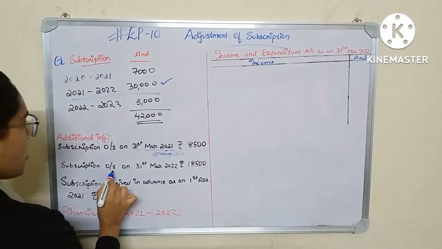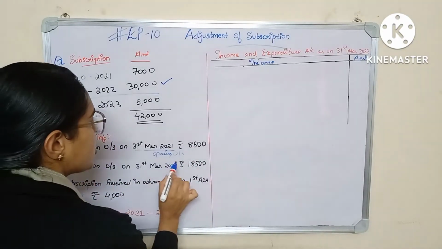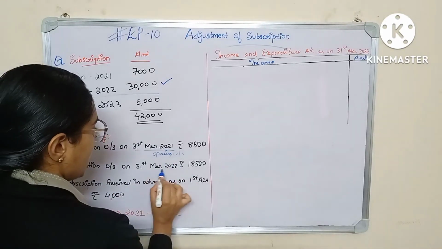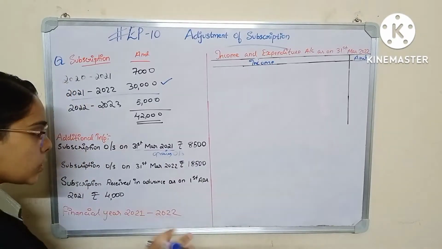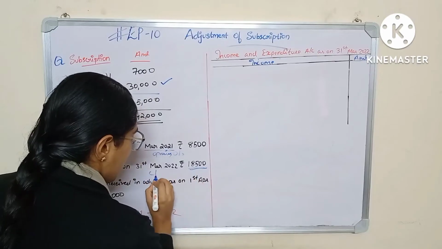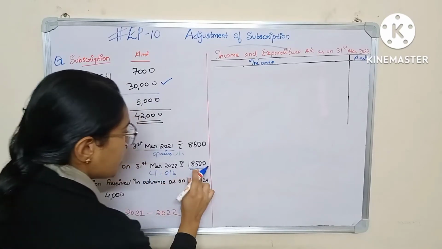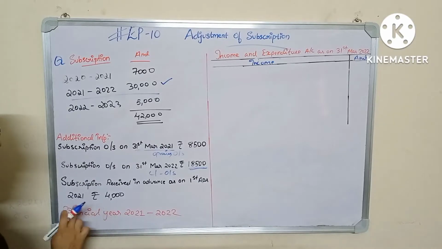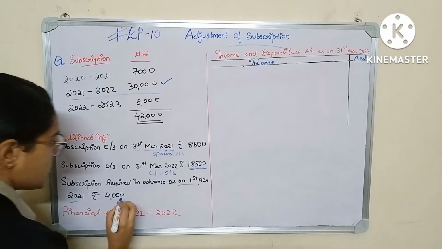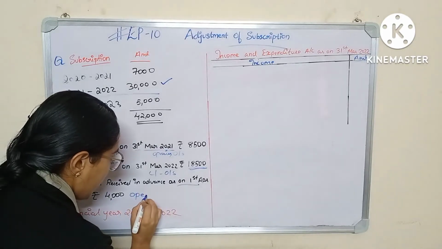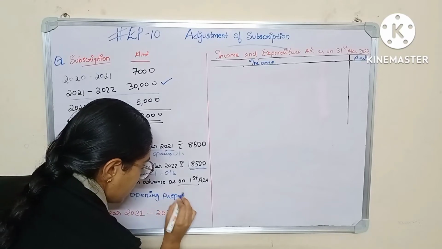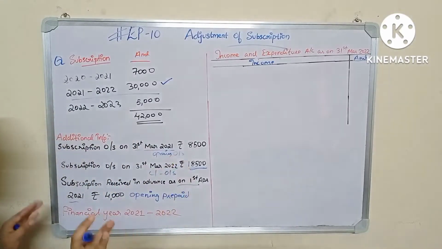Then subscription outstanding on 31st March 2022 is the amount of subscription to be received, that is the closing outstanding, 18,500. It's given that the closing outstanding is 18,500. And this is the advance received on the opening date, so this is the opening prepaid. So all the items you have here.